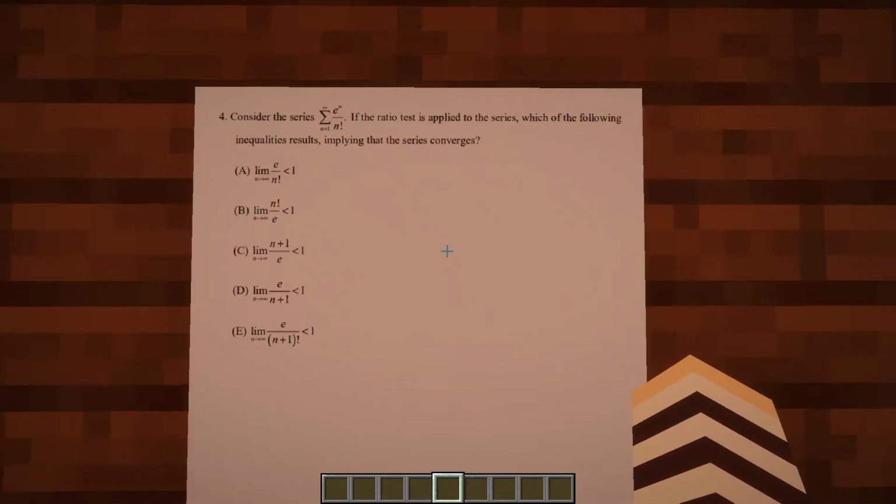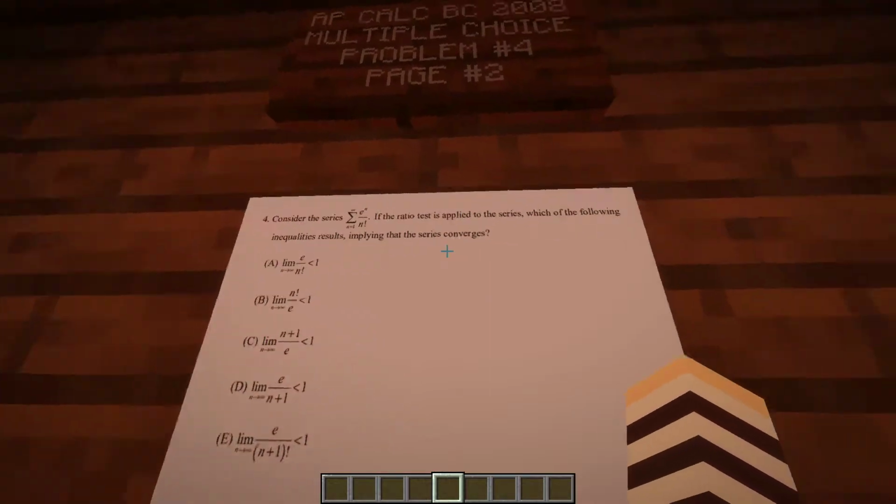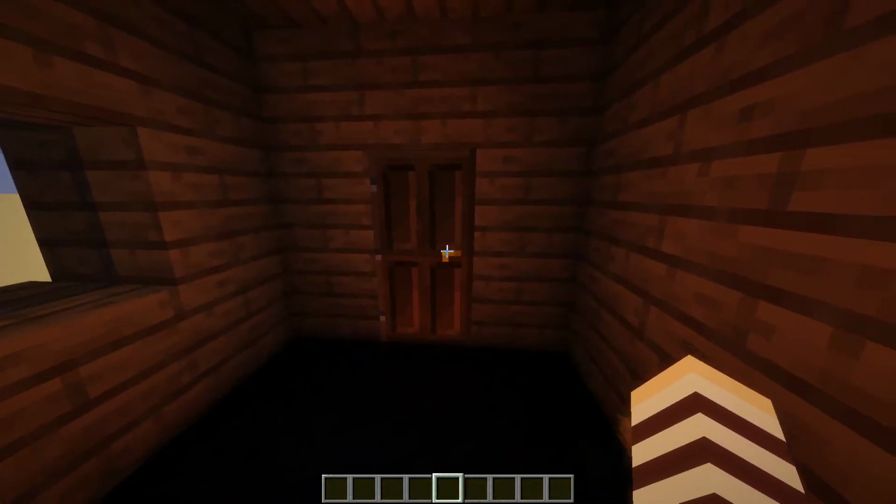Considering this series, if the ratio test is applied to the series, which of the following inequalities results, implying that the series converges? So we know the series converges, so I guess it'll always be less than 1 here. But let's take a little bit of a refresher on what the ratio test is.